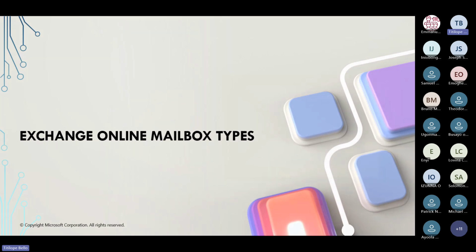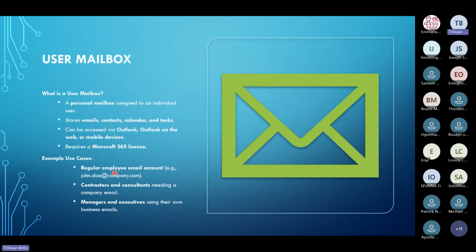Now, the first one we're going to be talking about is the user mailbox. A user mailbox is personal to you as a user. It's owned by you. Nobody else has access to it. For somebody else to have access to it, you have to give them some level of permission. That is where Send As or Full Mailbox permission comes in, right?